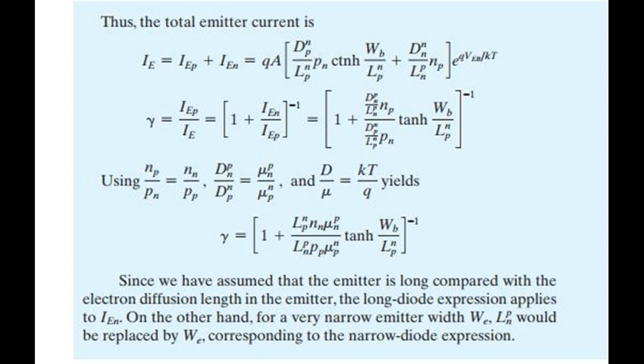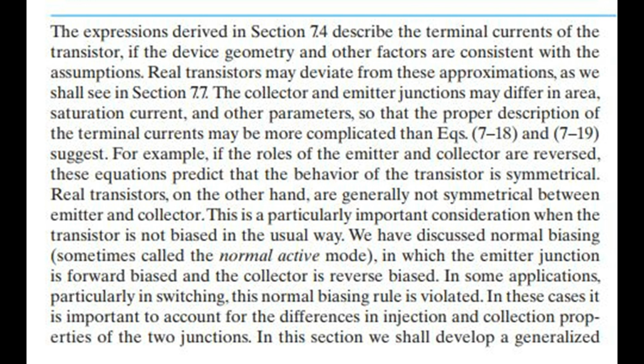On the other hand, for a very narrow emitter width W, LNP would be replaced by W, corresponding to the narrow diode expression. The expressions derived in section 7.4 describe the terminal currents of the transistor, if the device geometry and other factors are consistent with the assumptions. Real transistors may deviate from these approximations, as we shall see in section 7.7. The collector and emitter junctions may differ in area, saturation current, and other parameters, so that the proper description of the terminal currents may be more complicated than EQs 7.18 and 7.19 suggest.